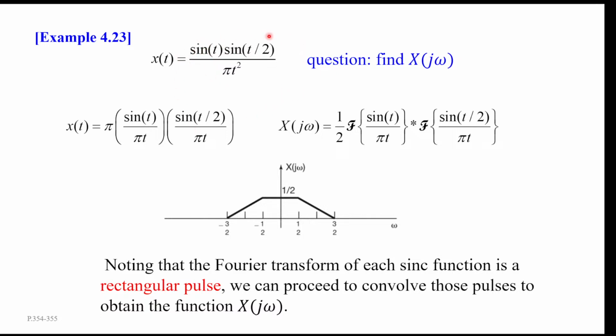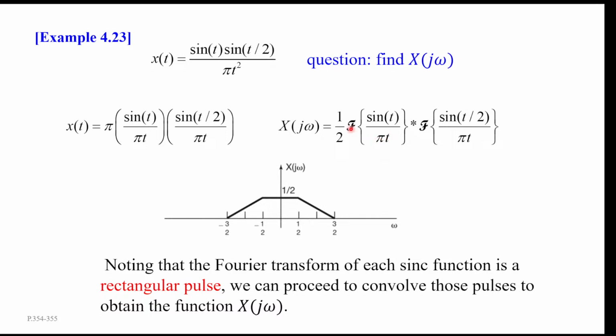But you see that it's in a particular form: it can be written as the multiplication of two sinc signals, sin t over pi t times another sin t over pi t, with an extra pi. So you can view x of t as a multiplication of two sinc signals. Each of them Fourier transforms to a block signal in the frequency domain. And so the resulting big X of j omega, the Fourier transform of x of t, should be the convolution of those two.